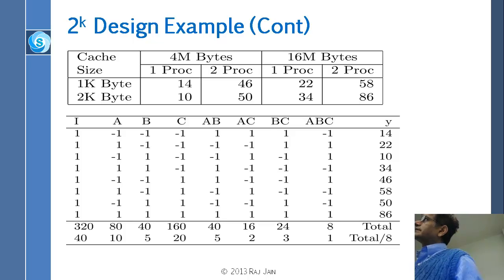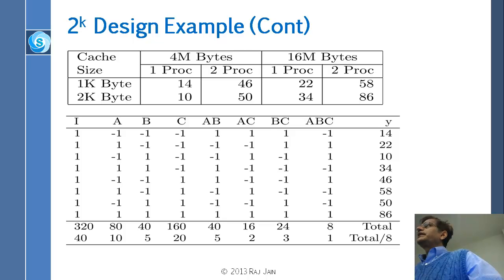And the table has 8 plus 1 columns, 2 raised to k plus 1 columns. First we have I, which is always 1. Then we have A, which alternates between minus 1 and plus 1. Then we have B, which alternates minus minus, plus plus, minus minus, plus plus. Then we have C, which is minus 4 times, and then plus 4 times. So those are the 8 combinations. You can write them down as 0, 0, 0, 0, 0, 1, and things like that, or actually in this case it is just the opposite, because the first column is alternating fastest. It doesn't really matter which column alternates fastest. You could just do it the other way around too.